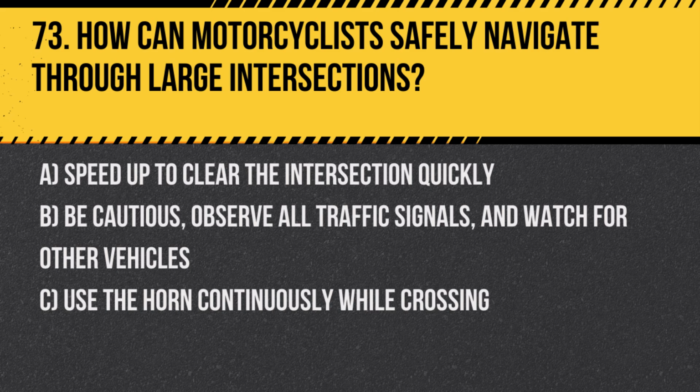Question 73. How can motorcyclists safely navigate through large intersections? A. Speed up to clear the intersection quickly. B. Be cautious, observe all traffic signals, and watch for other vehicles. C. Use the horn continuously while crossing. Answer: B. Be cautious, observe all traffic signals, and watch for other vehicles. Being alert and cautious helps avoid accidents in complex traffic environments.